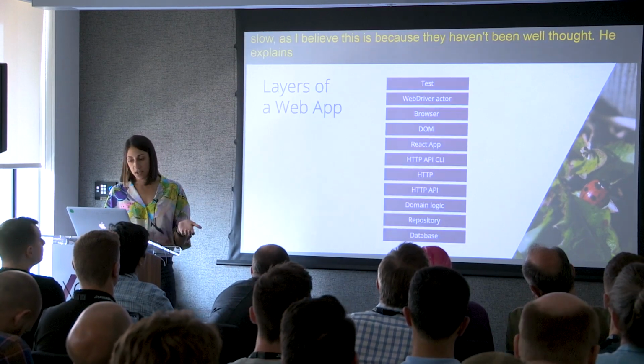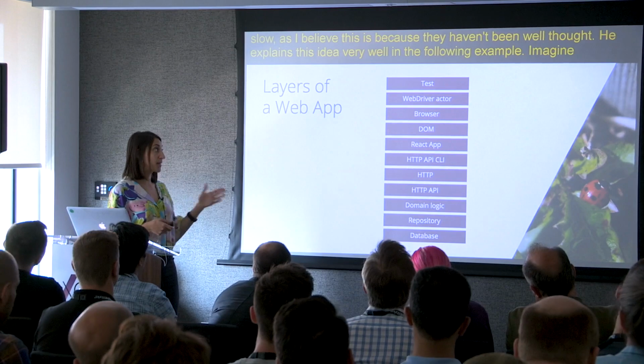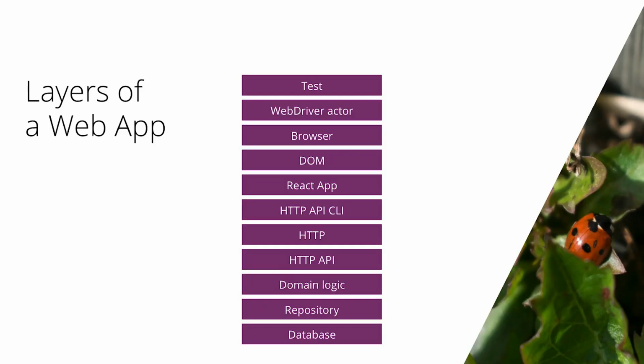So imagine again that we have a web application. It would typically have these layers: a database to store data, a repository to talk with the database, domain logic, an API, network, some client to talk to that API, a front-end maybe with React, the DOM, the browser, something to talk with the browser, maybe Selenium, and our test.